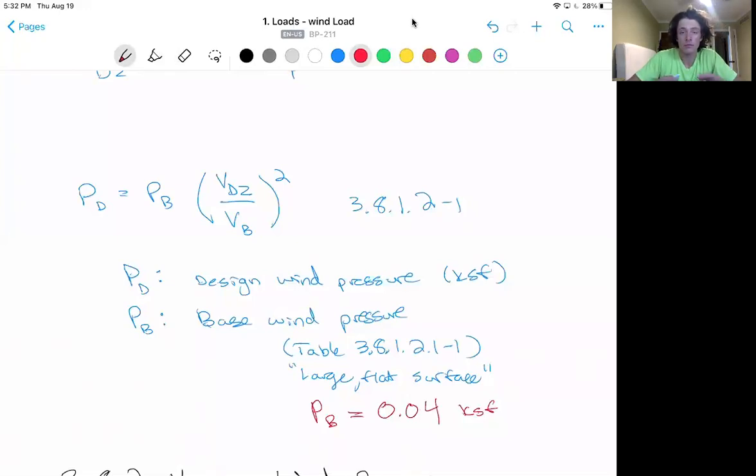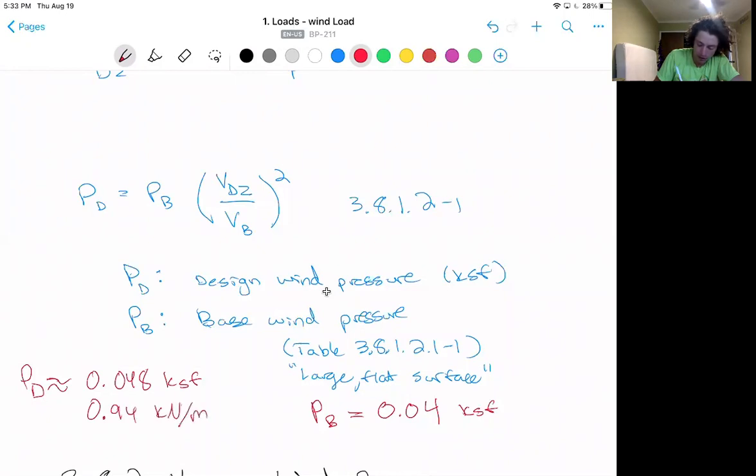KSF. And we'll use what we've calculated previously to calculate a value for PD, which at 50 feet, we should get that value to be approximately 0.048 KSF, which we then can calculate into kilonewtons per meter, which should be about 0.94 kilonewtons per meter, based on the geometry we discussed in the previous section for the equivalent amount of area we have, solid over gross area.